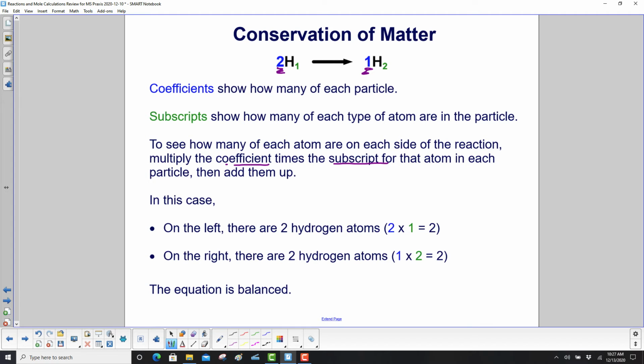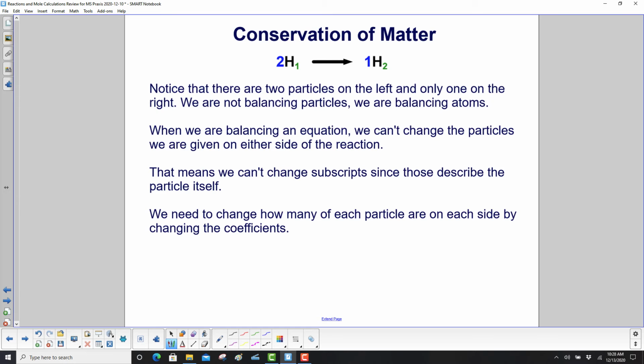In this case, on the left, there are 2 hydrogen atoms. 2 times 1, 2. On the right, there are 2 hydrogen atoms. 1 times 2, which is 2. The equation is balanced. Notice there are 2 particles on the left and only 1 on the right. We're not balancing particles, we are balancing the atoms.